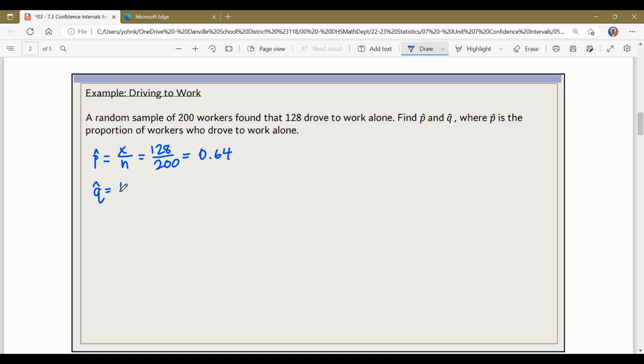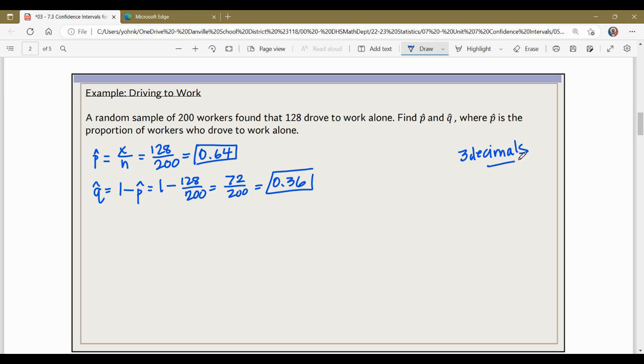Q hat is going to be 1 minus P hat. So you can do 1 minus 128 over 200. So that is 72 over 200, and that's 0.36. So sometimes your P hat and Q hat are going to need to be calculated. If need be, you want to go to 3 decimals. In this example, we did not have to round it at all, so we were able to just leave our P hat, Q hat just the way they were.